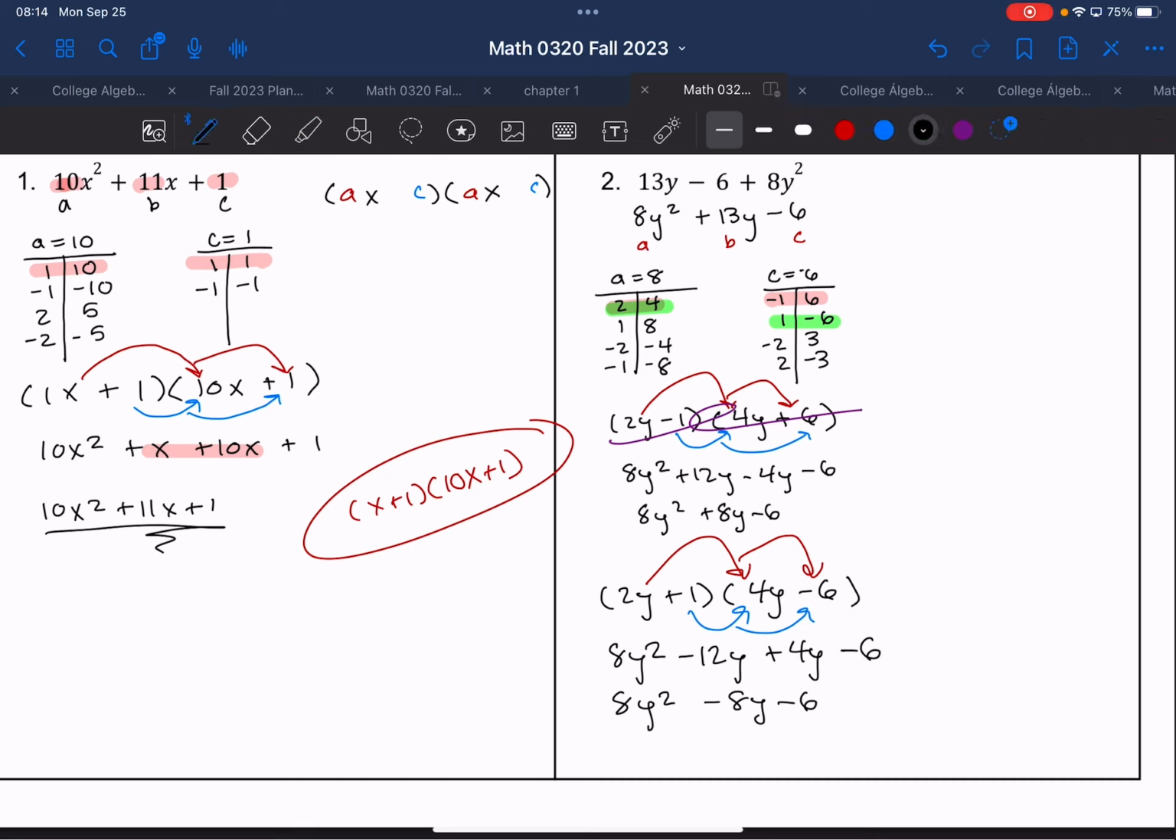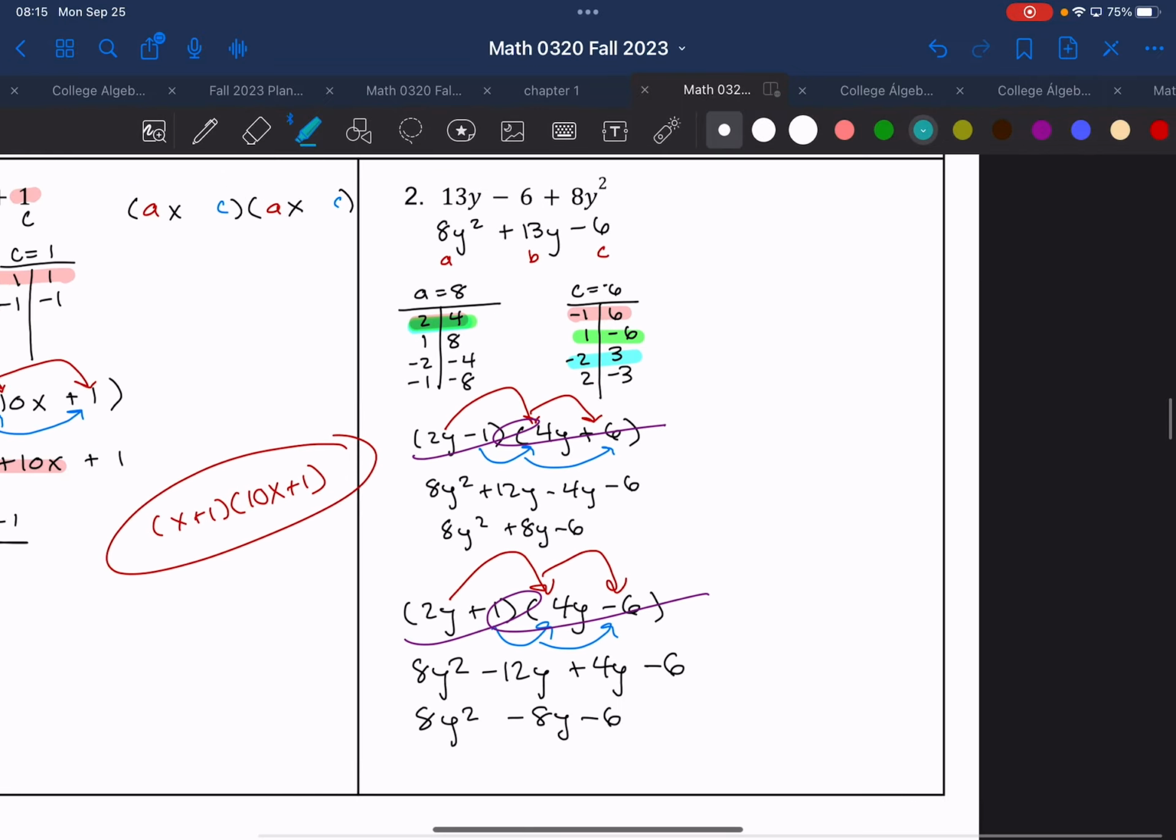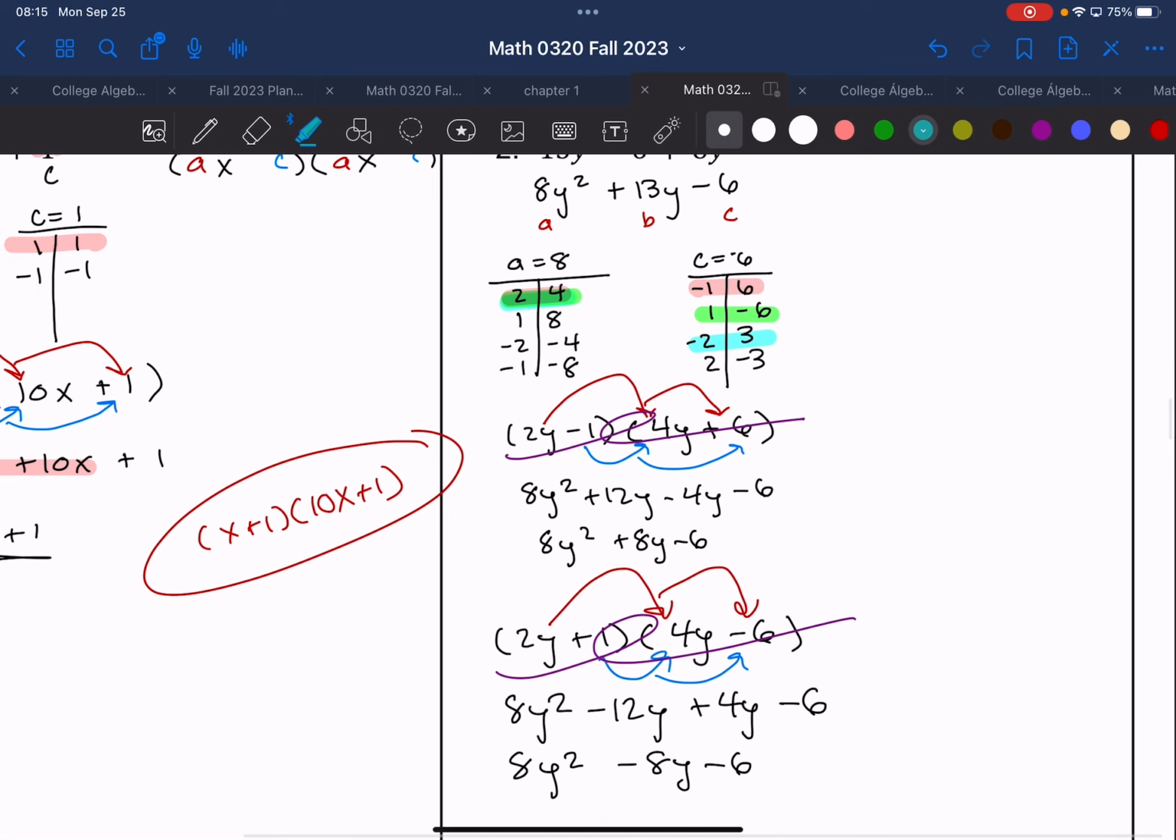So first of all, this one is not an answer. Using our same a values of 2 and 4, now we're checking our next one on our C table, negative 2 and positive 3. So we now have the parentheses 2y minus 2 and 4y plus 3.